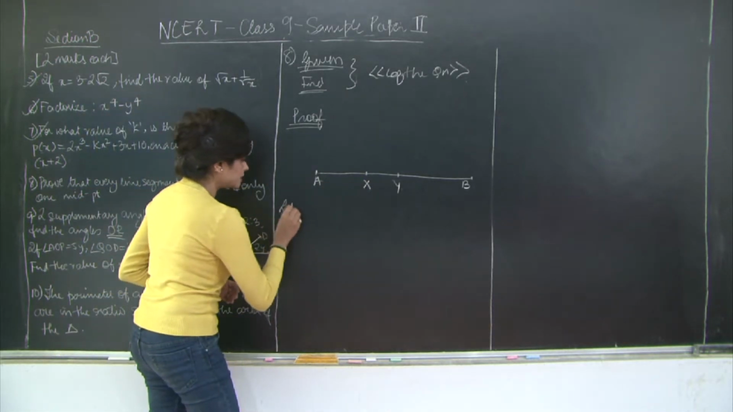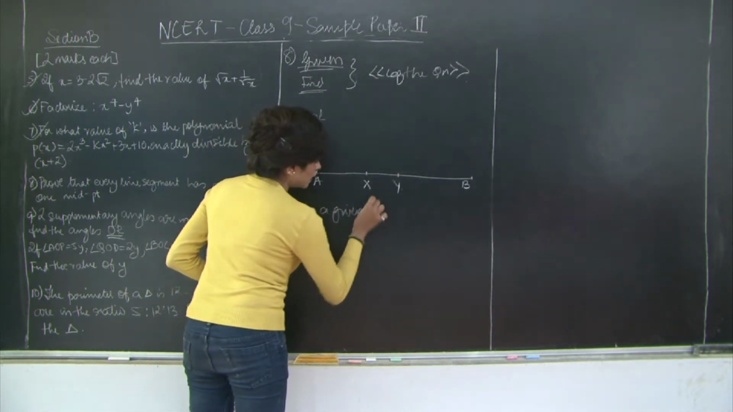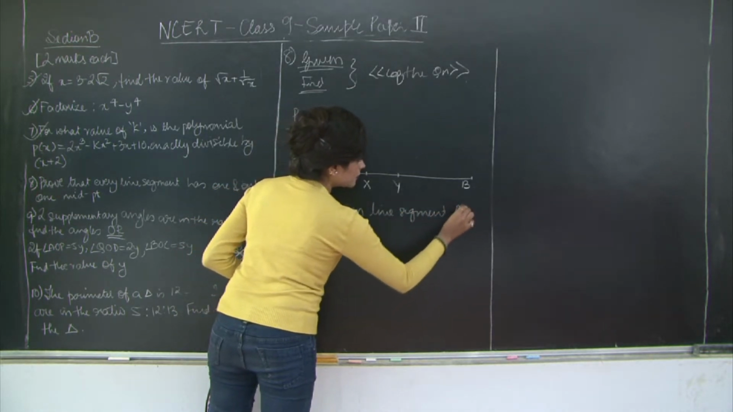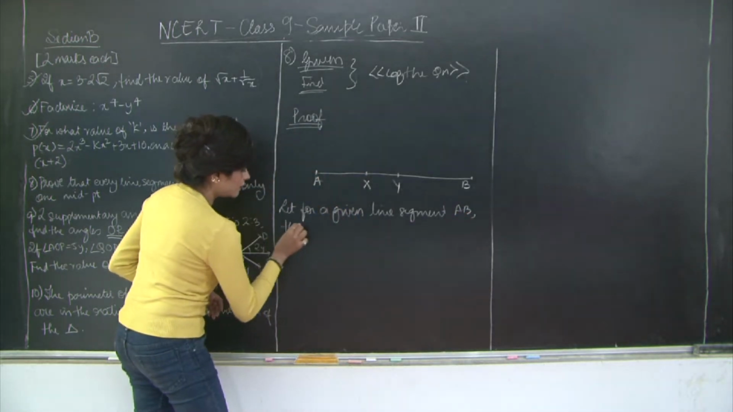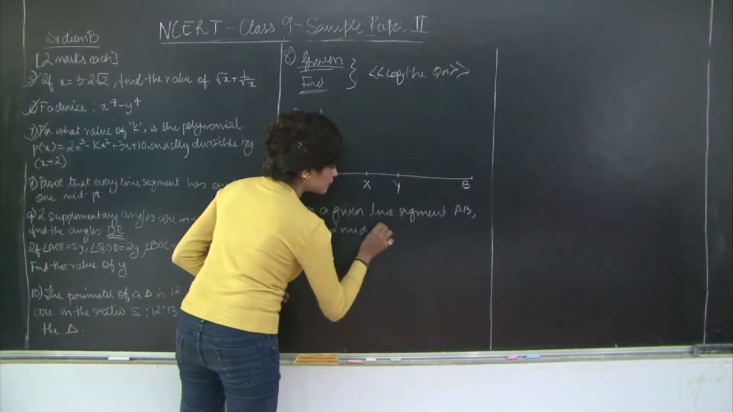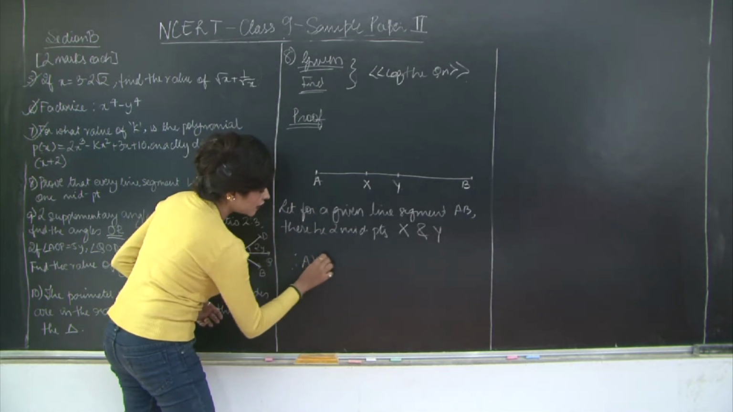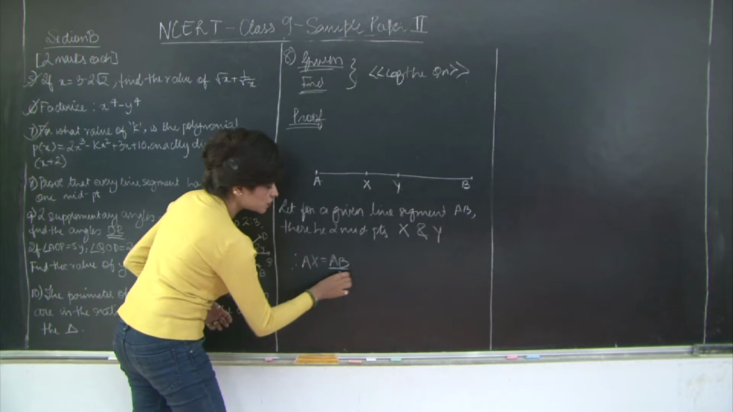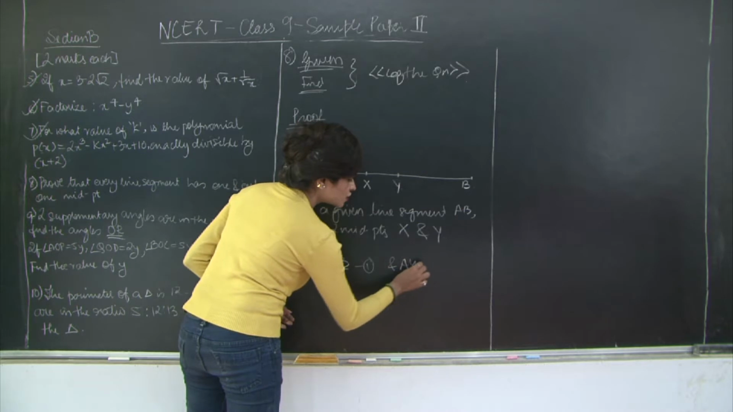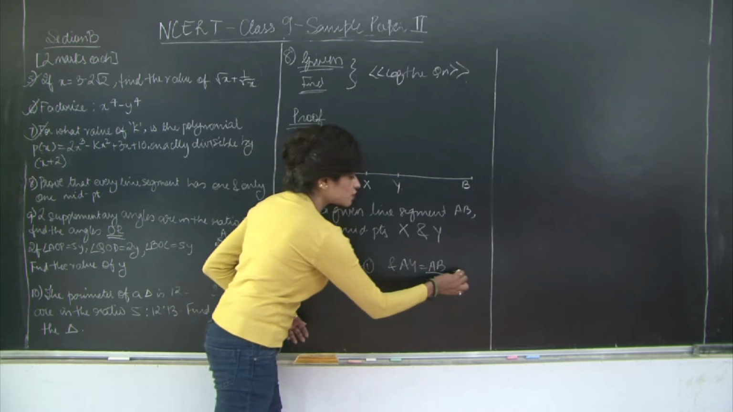So I'll say let for a given line segment AB there be two midpoints X and Y. Therefore, AX will measure half the length of AB, which is AB by 2. I'll mark this as 1. And also AY will measure half the length of AB by 2. Correct? And I'll mark this as 2.